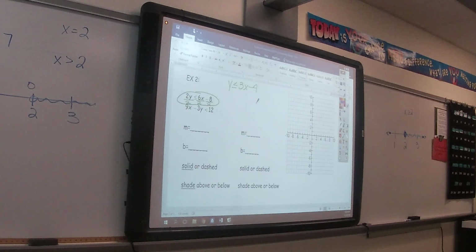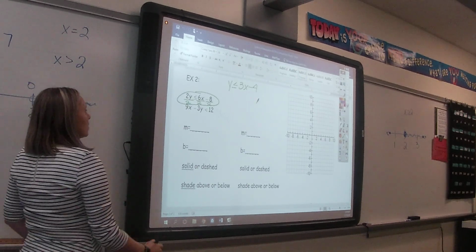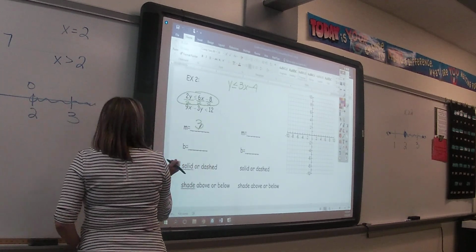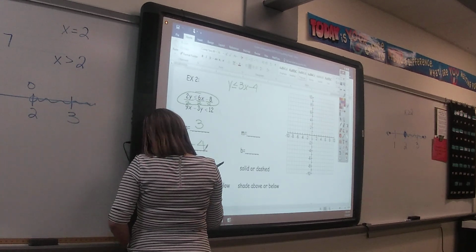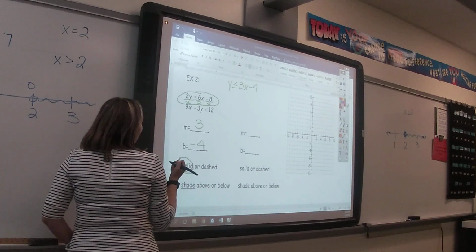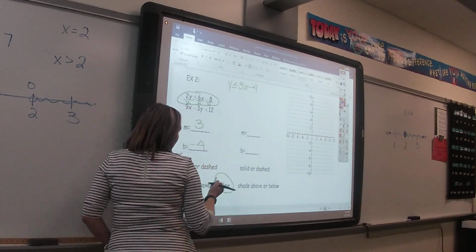Next problem. What does m equal? 3. Just 3, right? What does b equal? Negative 4. Solid or dashed? Solid. Above or below? Below. Okay, you start graphing it. I'm going to start graphing it too.